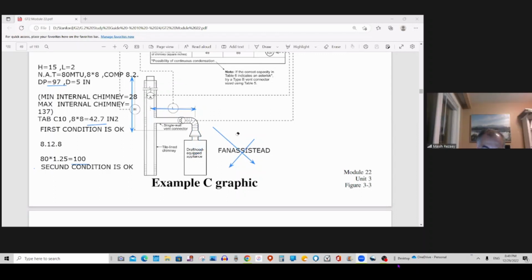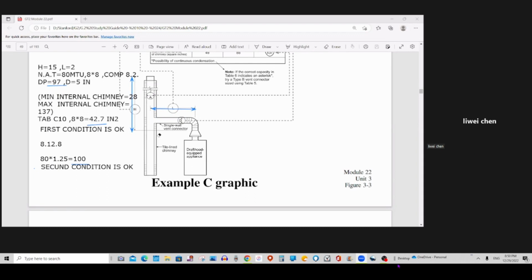Second, if they give you natural draft, first of all, you have to find D. It was easy, right? We went to the table, make sure you go to the right table. Please, tonight, if you get a chance, go through those that I gave you and read it. So if you do this, everything okay, then we find the D diameter.